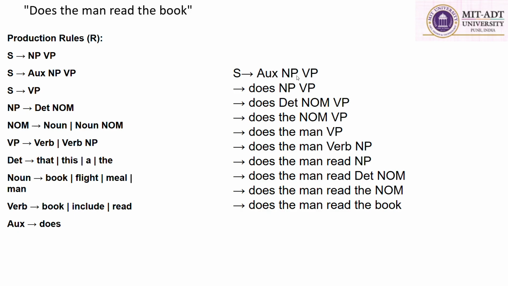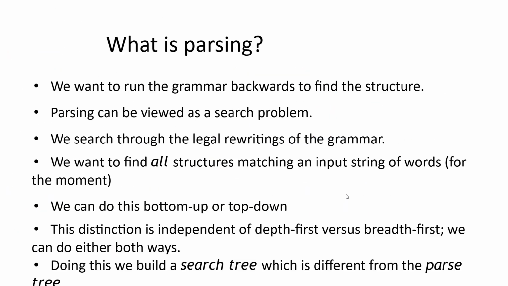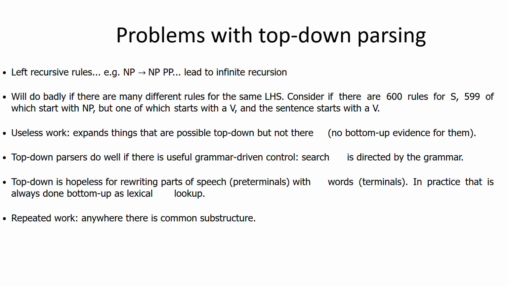So sometimes you get multiple rules and you have to choose. For example, "Does the man read the book?" You will be given a sentence, and you just have to replace those words like this. Okay. So after that, there is another thing, which is bottom-up parsing.